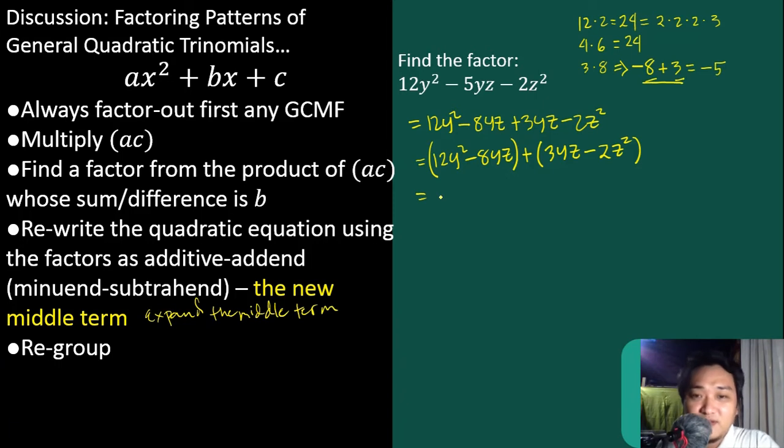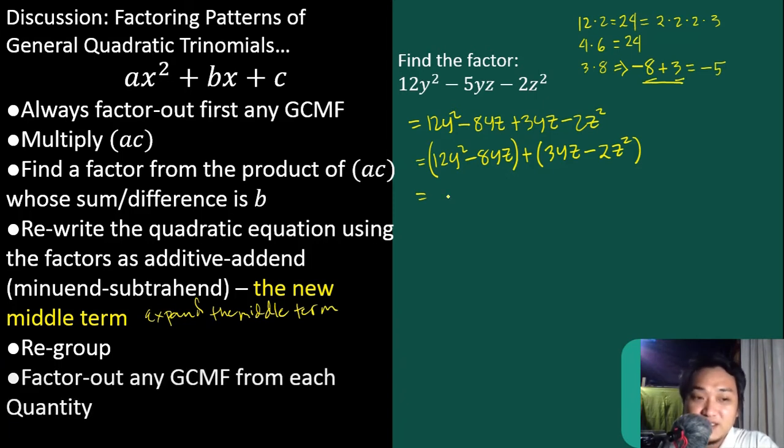Now, after na regroup na natin siya, we're going to factor out any GCMF from each quantity or from each group. Okay, so in this case, the common factor between 12 and 8 is, I think, 4. And then you have dalawang y dito, isa yung y dito, so makakapaglabas tayo ng isang y. Ganon.